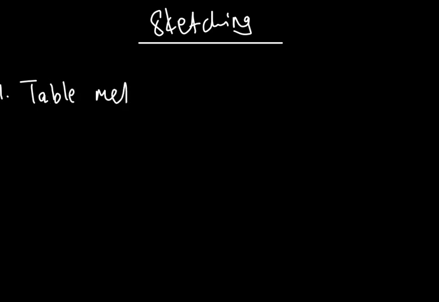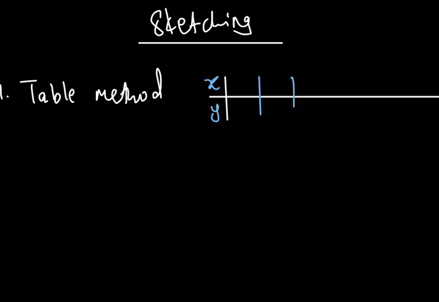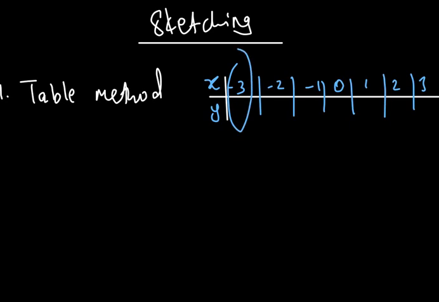So the table method. Now the table method is quite easy, because there you simply have to draw a table like that, and then you find yourself just having x and y values. I usually start from -3, then you go all the way to 3. So like -3, -2, -1, 0, 1, 2, 3. You find the corresponding y values. Those are your coordinates, and then you sketch the graph. That is the table method.